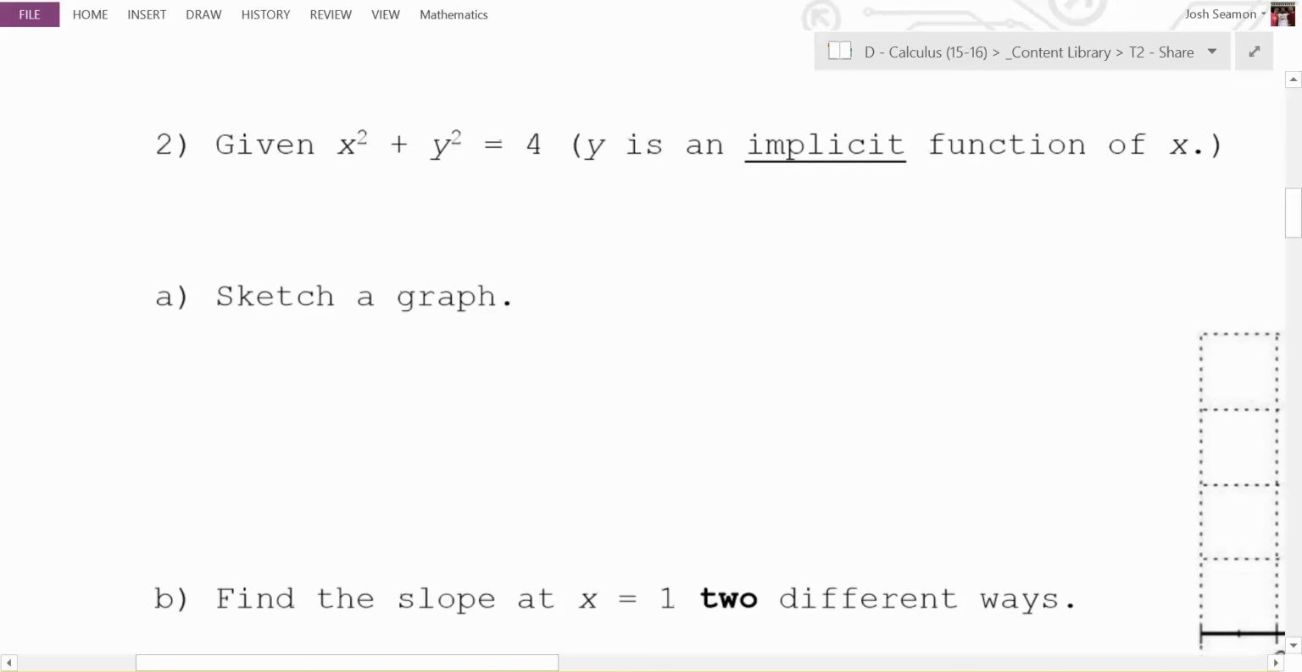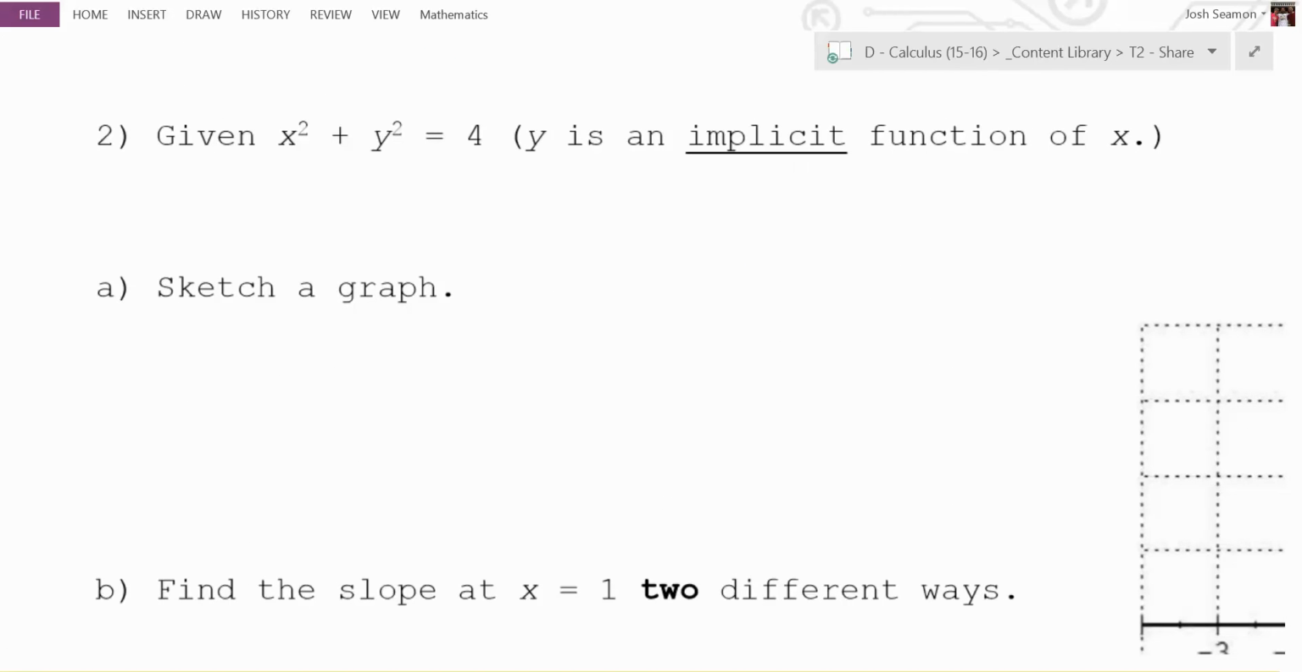Well, you could have an implicit function. These are a little different. Can someone tell me what structurally is different about this one? What's structurally different? Y is not isolated. This is an implicit function. Y is not isolated.